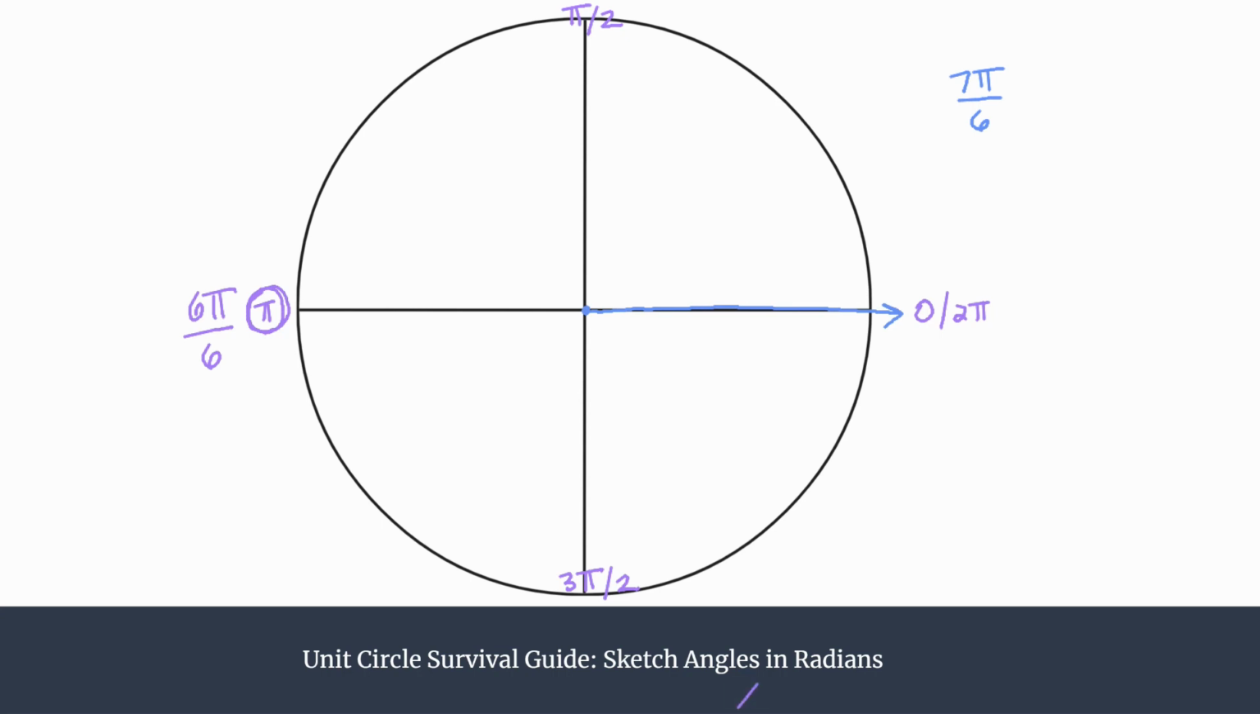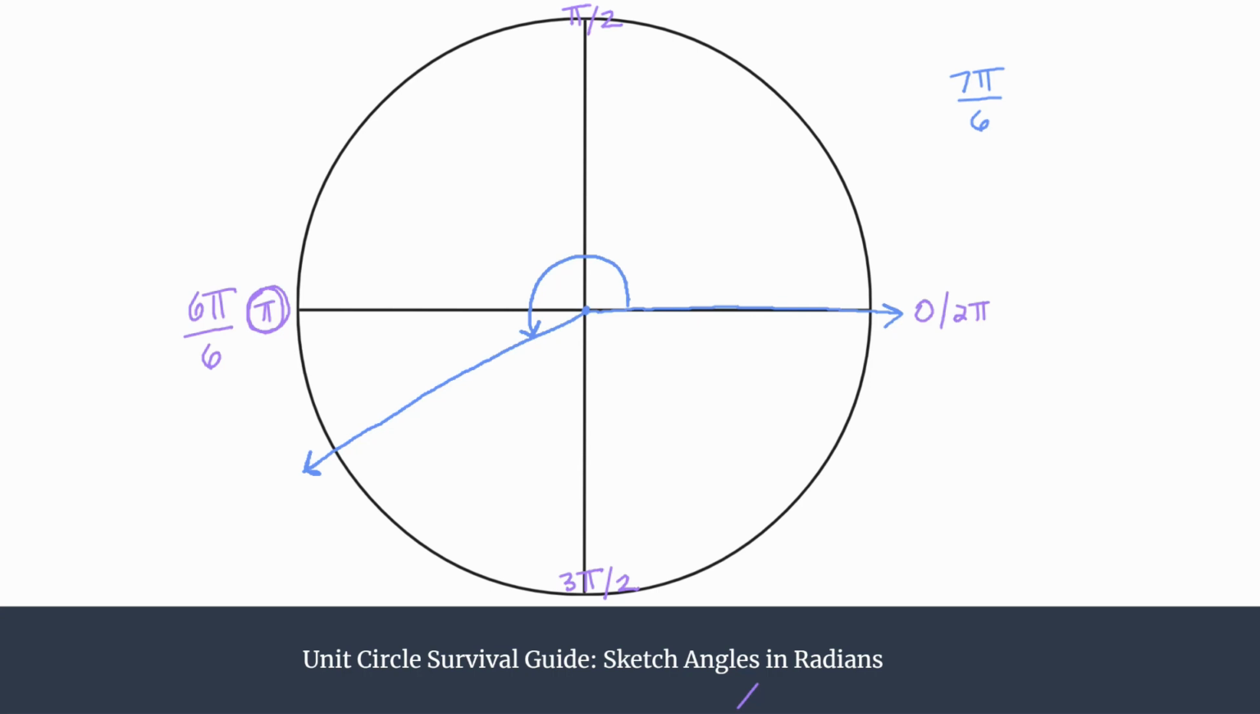We know if we divided between pi and 3 pi over 2 into sixths, that's like a third of the space between pi and 3 pi over 2. So about like this, and so we can sketch in our terminal side here. We know we have a positive angle, 7 pi over 6, so we rotate in the counterclockwise direction. So we have 6 pi over 6 and then another pi over 6 to get us to 7 pi over 6. So having that reference point of 6 pi over 6 can be very, very helpful.